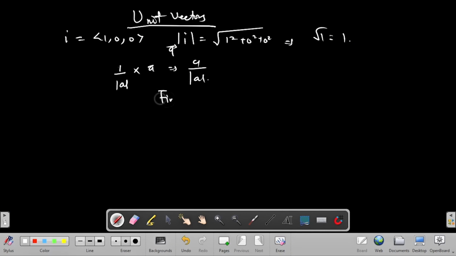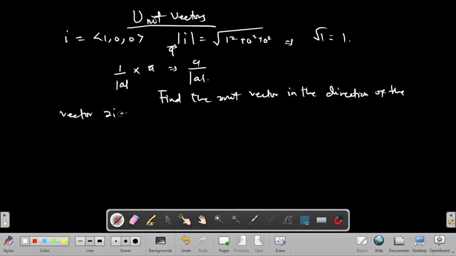So let's solve this problem. Find the unit vector in the direction of the vector 2i minus j minus 2k. That is the first one. I have another vector, negative 3i plus 7j, and a third vector, negative 4, 2, 4. As simple as that. So let's solve for the first one.